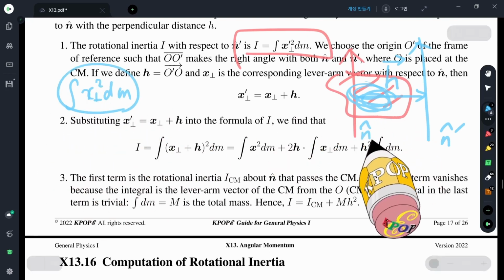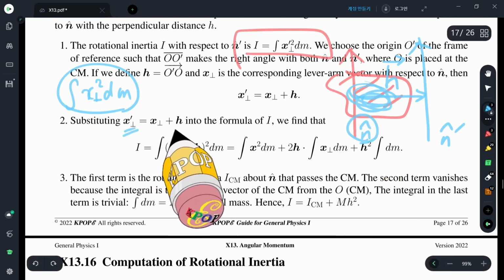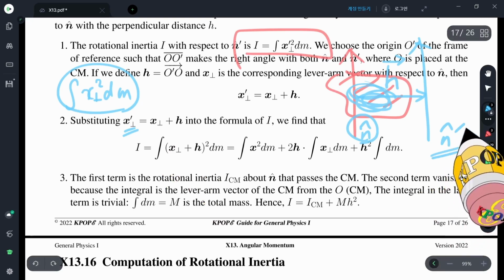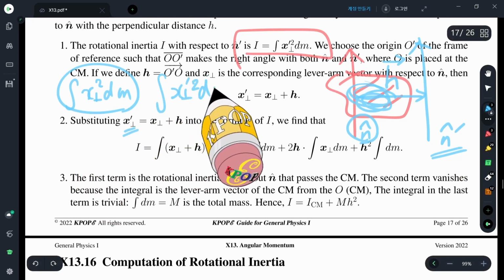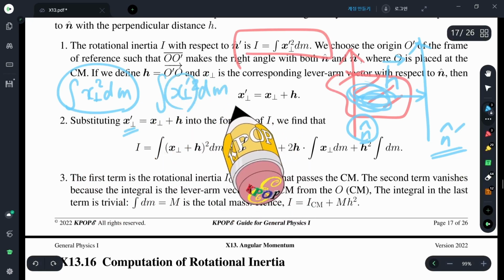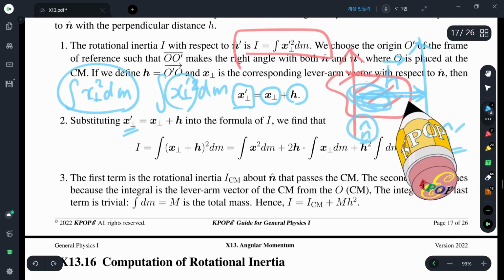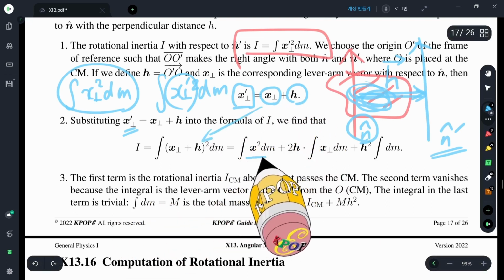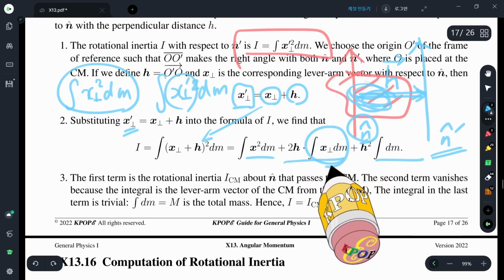And x perp is measured relative to n hat. If I want to compute the rotational inertia about n hat prime, then I have to compute the x perp prime squared dm, and x perp prime is x perp plus h. This is the displacement. Because of this, if I substitute this in here, I have three pieces, but this one is exactly the same as the central mass.